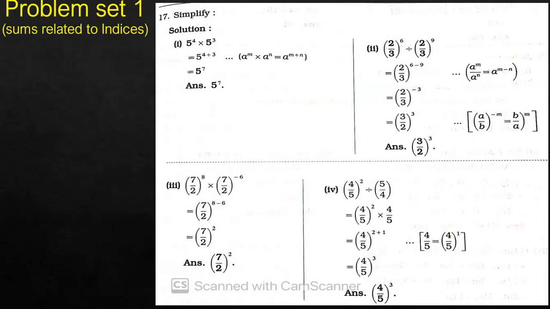Next, my dear students, are sums from problem set. These sums are related to chapter indices. So question number 17, simplify. First one, 5 raised to 4 multiplied by 5 raised to 3 is equal to 5 raised to 4 plus 3. And which law have I used? This particular law. A raised to m multiplied by a raised to n is equal to a raised to m plus n.